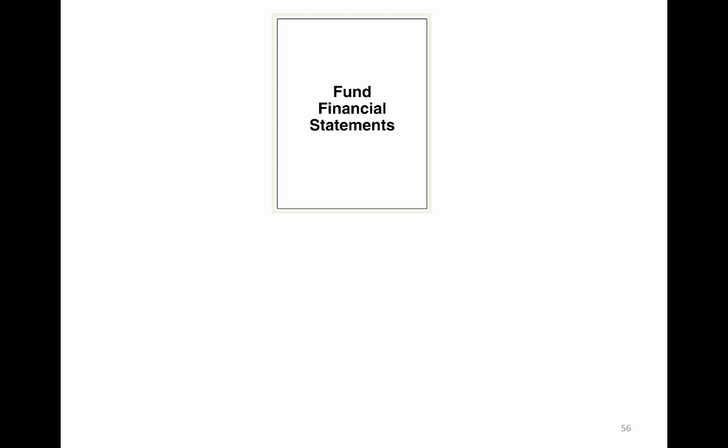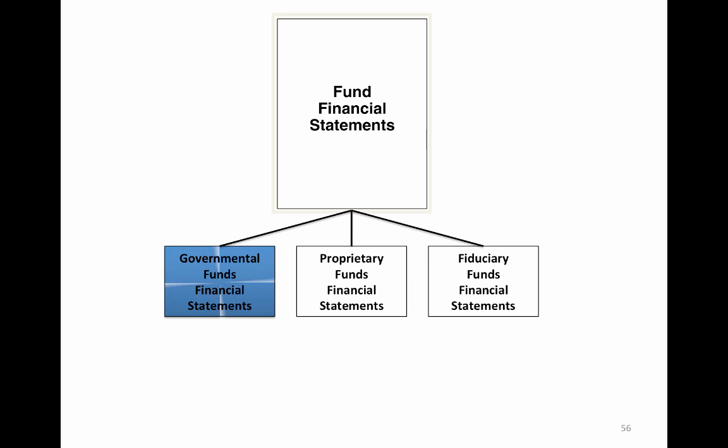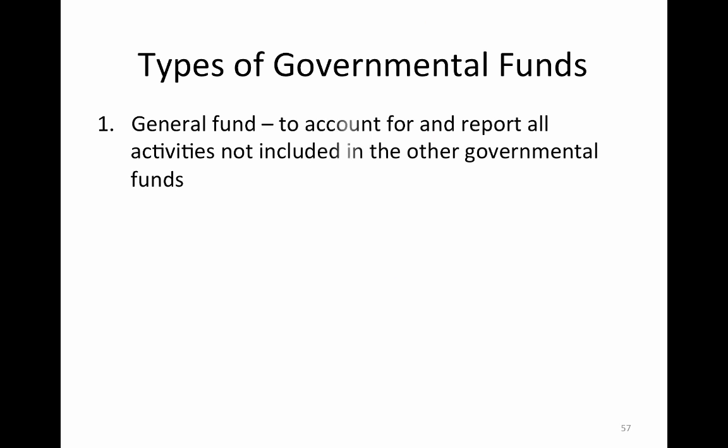The other financial statements are referred to as a group as the fund financial statements. So all of these statements are presenting information disaggregated among the funds. There are three categories of funds for which financial statements are presented: governmental, proprietary, and fiduciary. And we'll walk through each of the three. The governmental fund financial statements present information about 5 types of governmental funds.